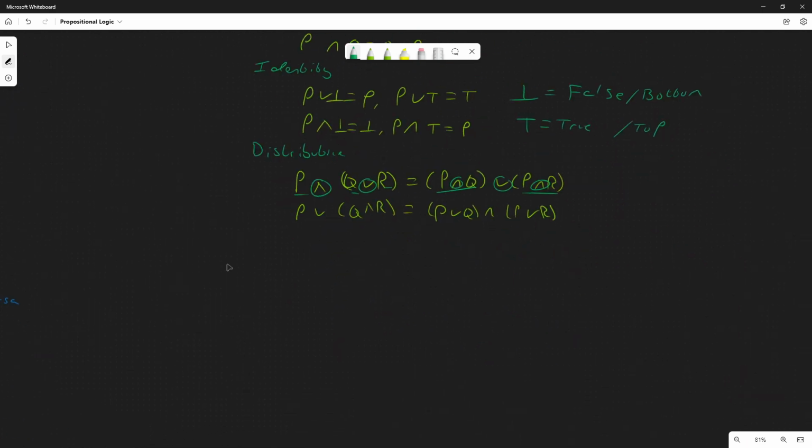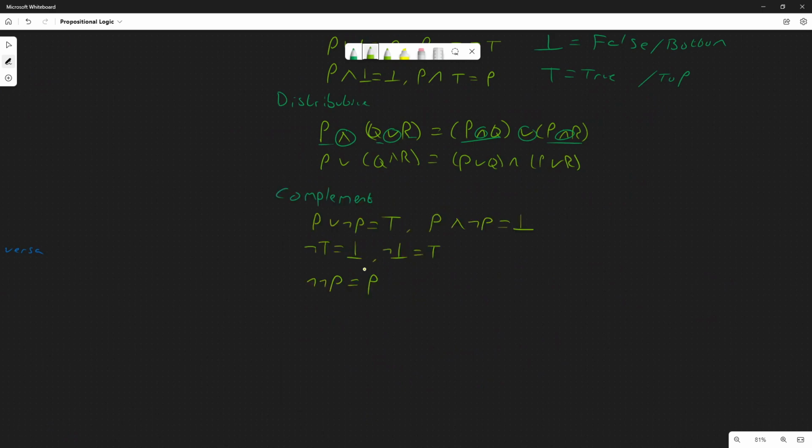Now we have two left. The complement laws state that if you have P or not P, this is always true, because one of them has to be true. Similarly, if you have P and not P, that can never be true, because they're always going to be opposite. If you negate true, you get false. If you negate false, you get true. And if you complement something twice, if you negate it twice, you get the thing you started with.